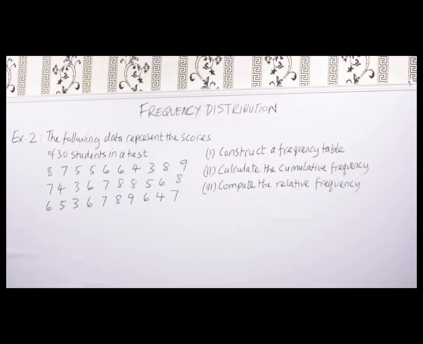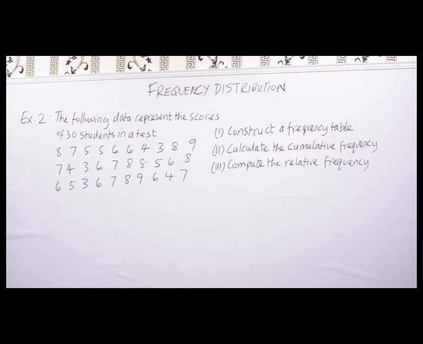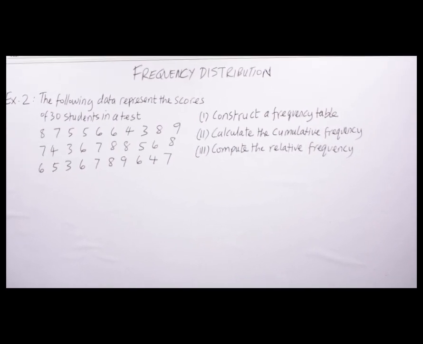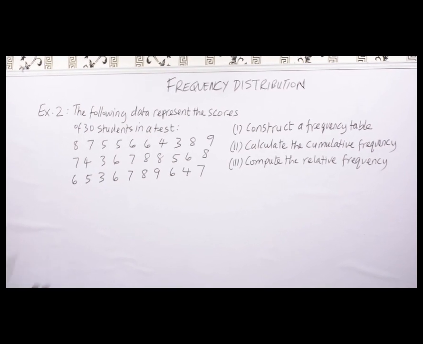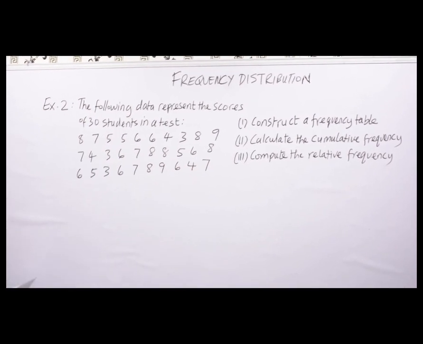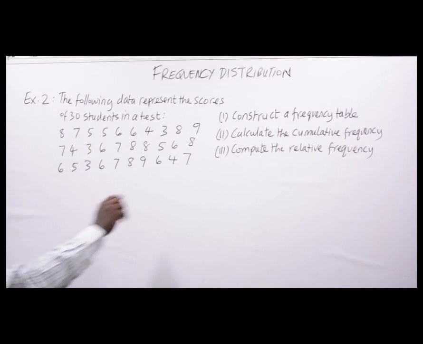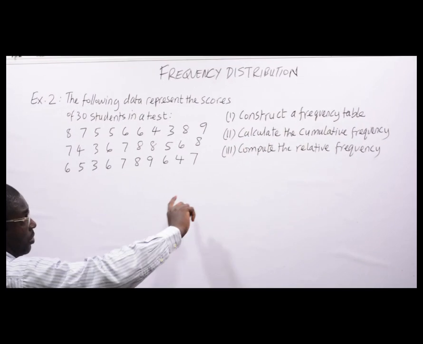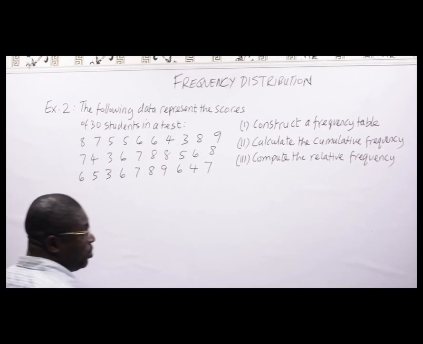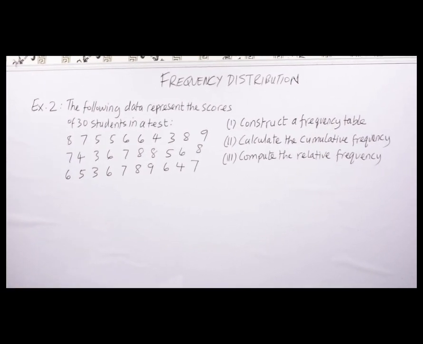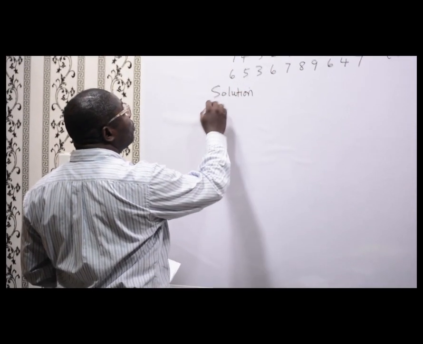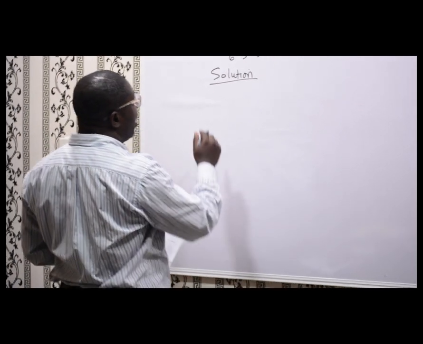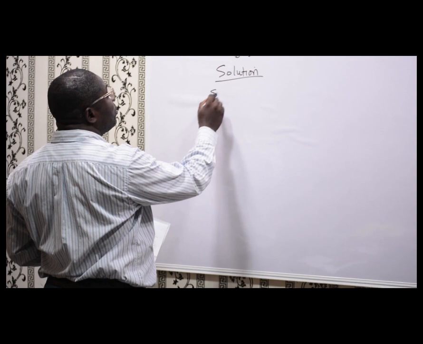Let's look at another example that we have for you today. The question is: the following data represents the scores of students in a test, and we have the scores here. The question is to construct a frequency table, calculate the cumulative frequency, and compute the relative frequency. Let's solve that very quickly. Here we have the solution to our problem, and we'll have scores here.